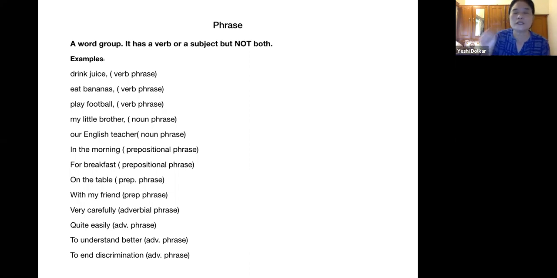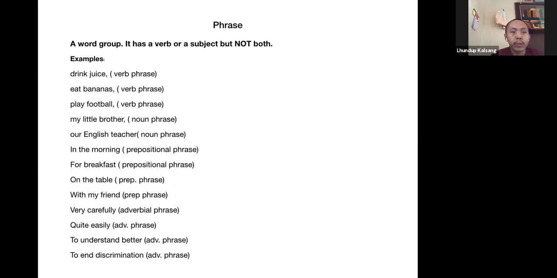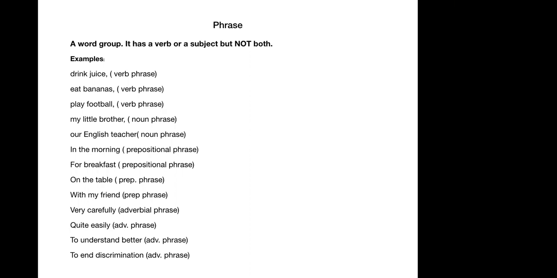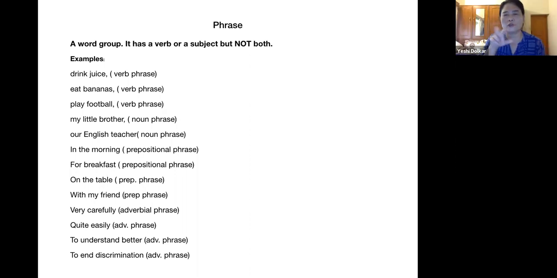So always look at phrases there, or clauses. All right, so this is all about phrases. Okay, so what's a phrase? Can you tell me what a phrase is? Correct. A phrase is a group of words which does not have both a verb and a subject.